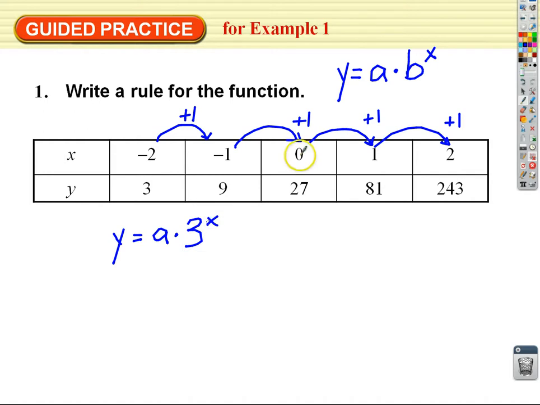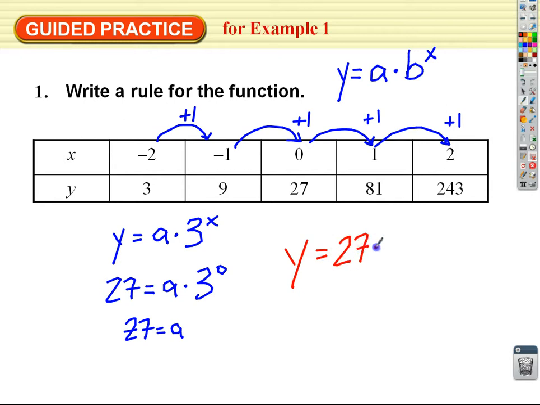Now again, let's take a nice exponent like 0. So then we know we're going to plug it in. I know 27 is y, I know 0 is x, and then I can solve for a. So 27 is going to be a times 3 to the 0. Well, this becomes 1, so 27 is equal to a. So then we know that our function rule here is y equals 27 times 3 to the x power.